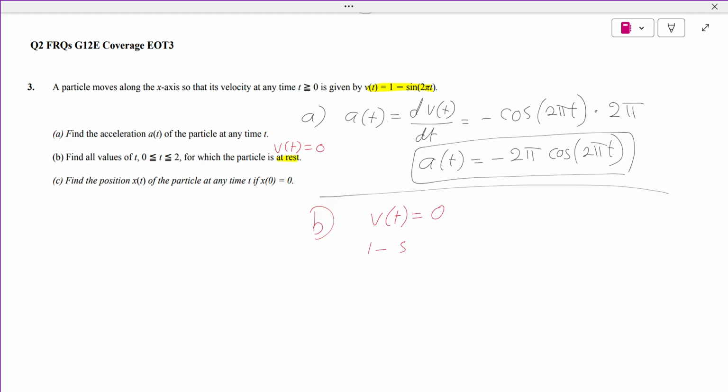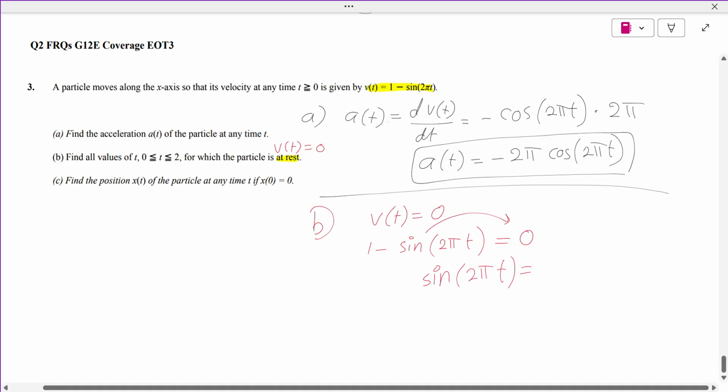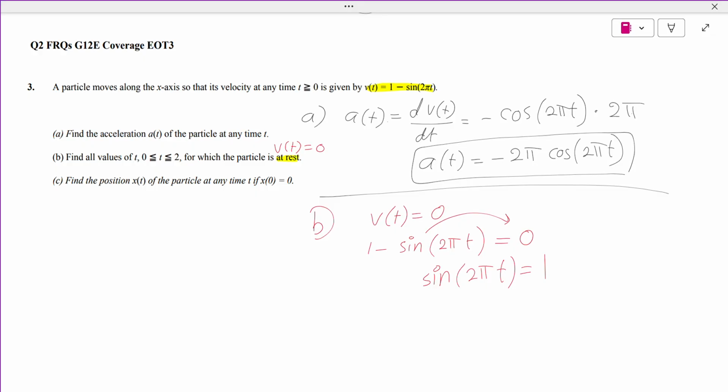1 minus sine of 2 pi t equals to 0. Get this sine to the other side, so you've got sine of 2 pi t is equal to 1. I just moved sine to the other side and then I switched left and right. So sine of 2 pi t equals 1. When is this true? Well, sine of any angle equals 1 when the angle is equal to pi over 2, 5 pi over 2, 7 pi over 2, assuming the positive values.